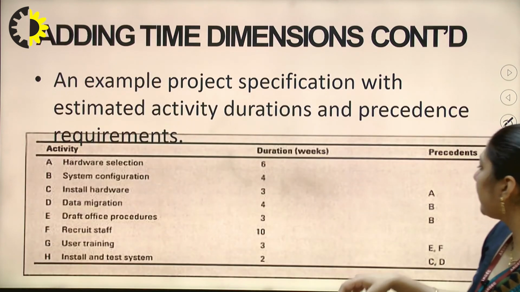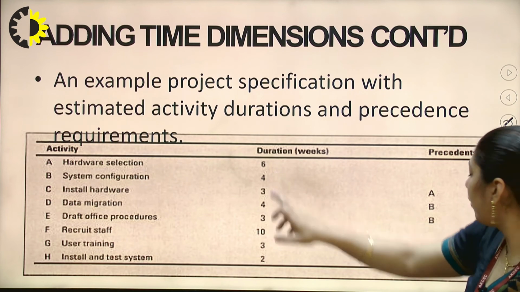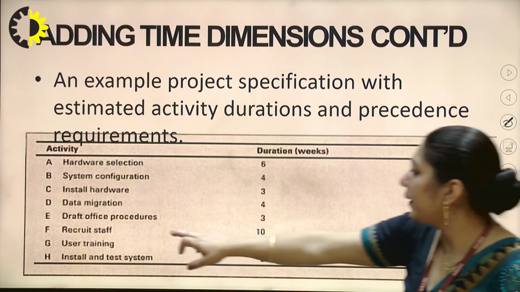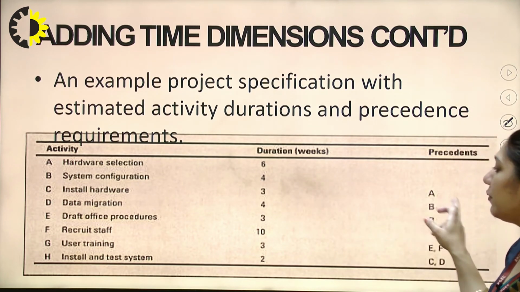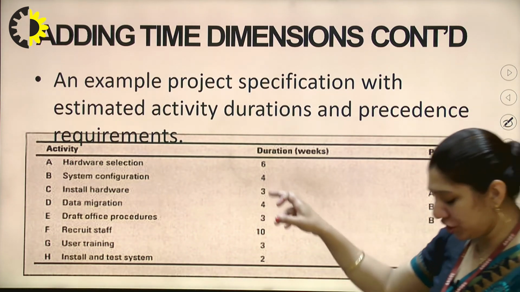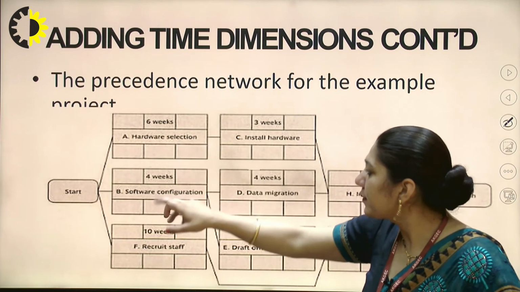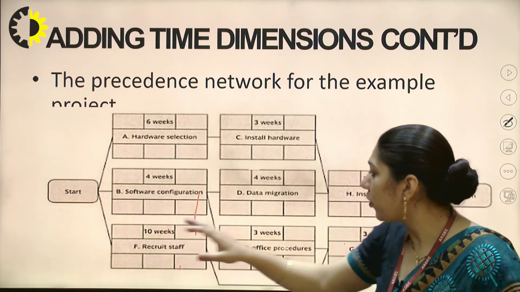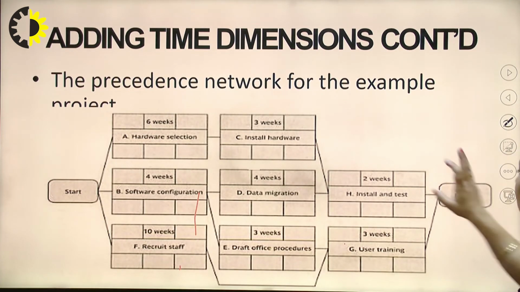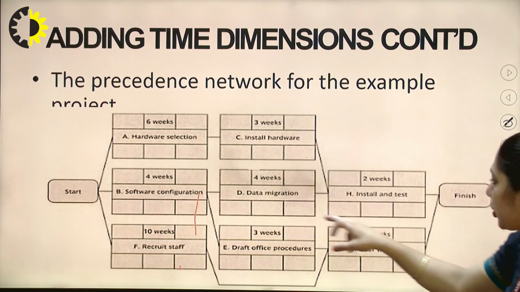If I see the previous slide, only the 6, 4 and 10, that is F, B and A, do not have any precedence value. So those are the initial nodes. So 6, 4 and 10 do not have any precedence network. So that is the simple part of that. Okay. So similarly, we can form this network.